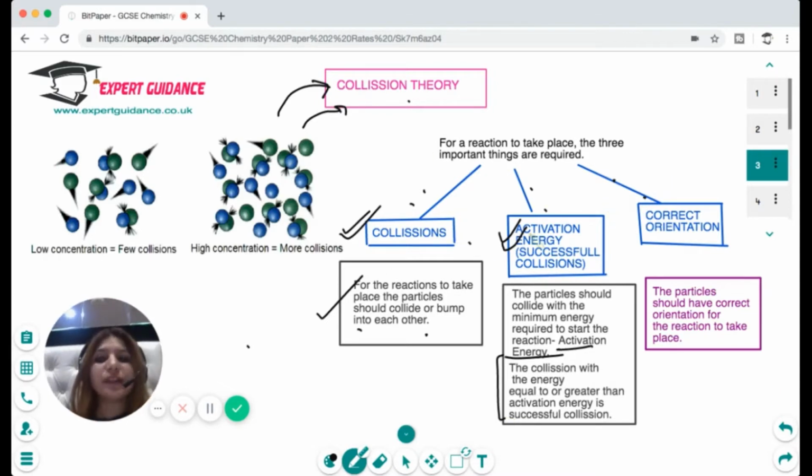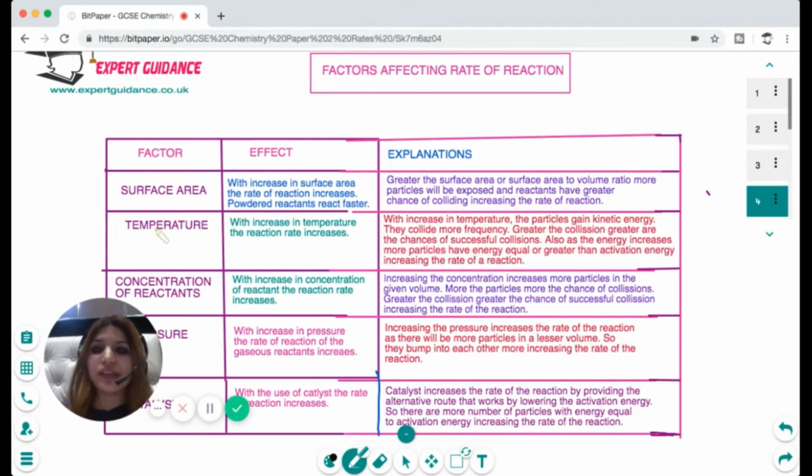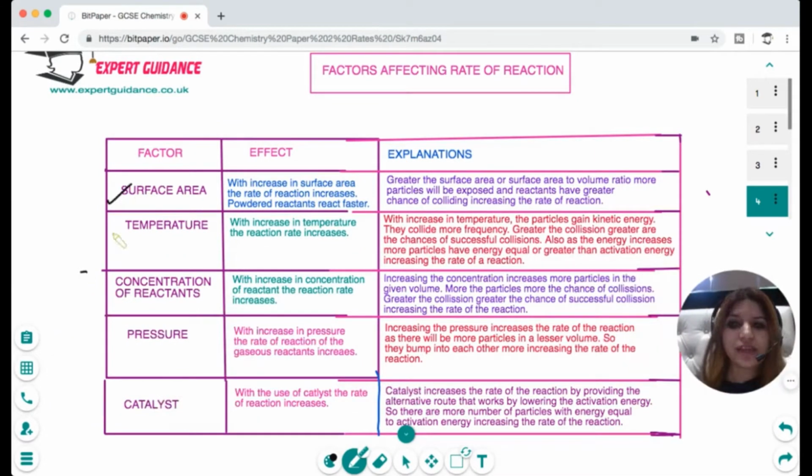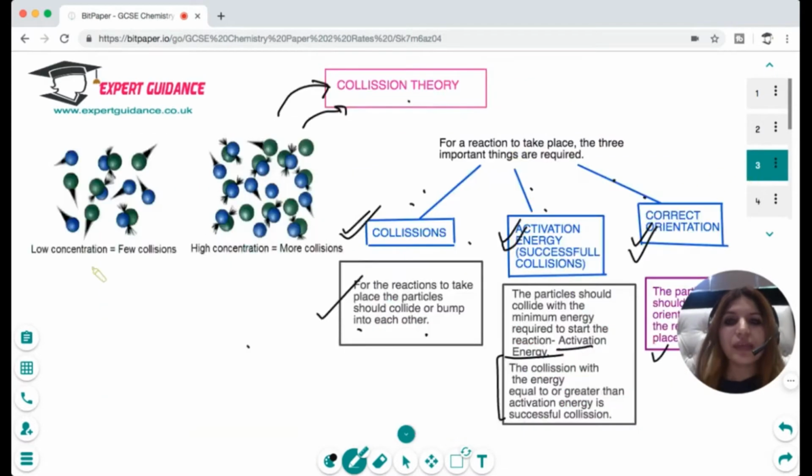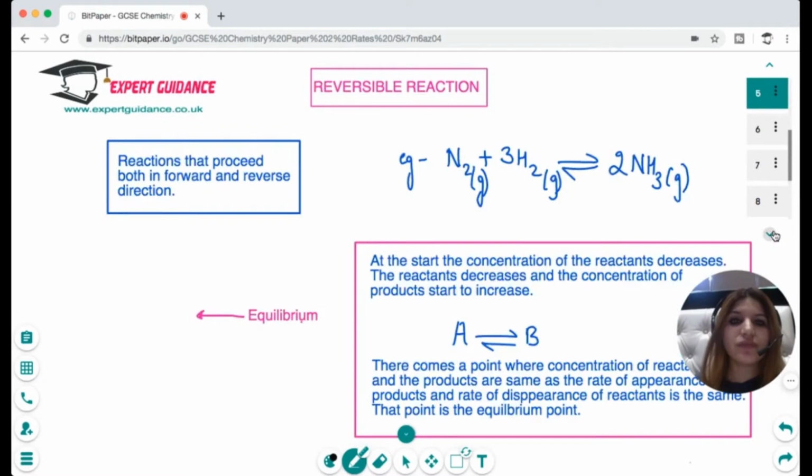And apart from collisions and the activation energy, proper orientation of the reactants is also required for the reaction to take place. So what are the factors that can now affect the rate of reaction? They are surface area, temperature, concentration of reactants, pressure, and catalyst. Now we'll answer all these effects and explanations on the basis of collision theory. You can see low concentration, fewer collisions; higher concentration, more particles to bump into each other, greater the rate of reaction. So we'll discuss the first factor, how the concentration affects the rate of the reaction.